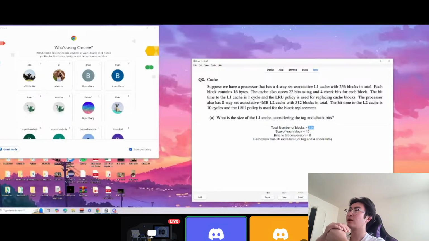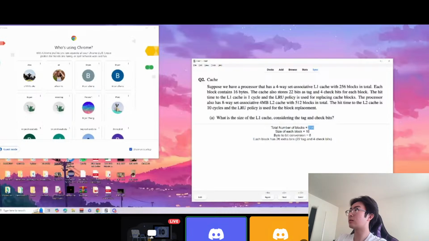Okay, so for the tag bits of a memory address, you can find the offset bits if you have the size of each block. You can find the index bits by taking the total number of blocks that you have and dividing that by the set associativity in your cache. And then for the tag bits, you take the total size of your memory address, subtract the size of your index bits, and then subtract the size of your offset bits. Okay.